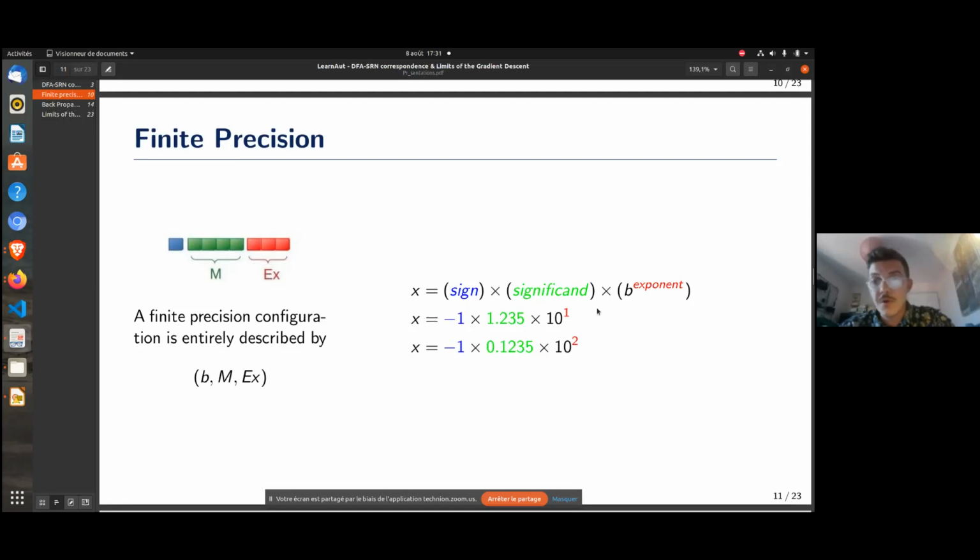It's very handy for doing algebraic operations on numbers, but still we would like to have one unique representation that we can use for all float numbers, and it will be this one here that we call the normal form of the float number. We just position the comma after the first non-zero digit. In this way, when we talk about float numbers, we will represent them like this. Finite precision configuration is entirely described by the basis, the number of digits allocated for the mantissa, and the number of digits allocated for the exponent.